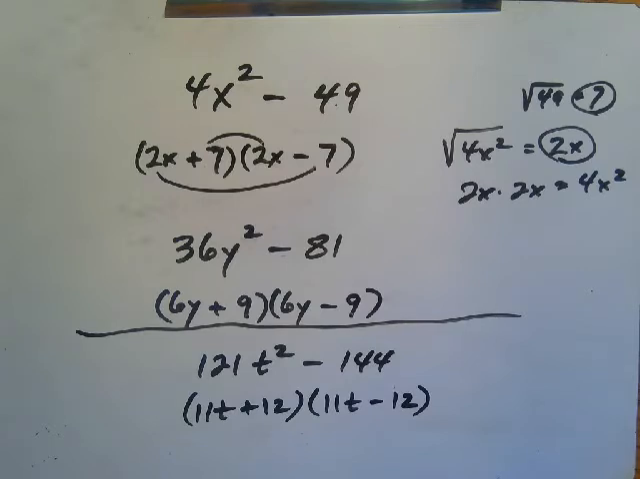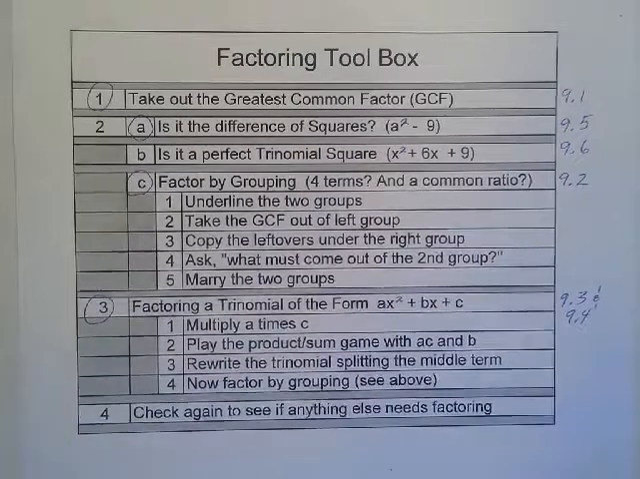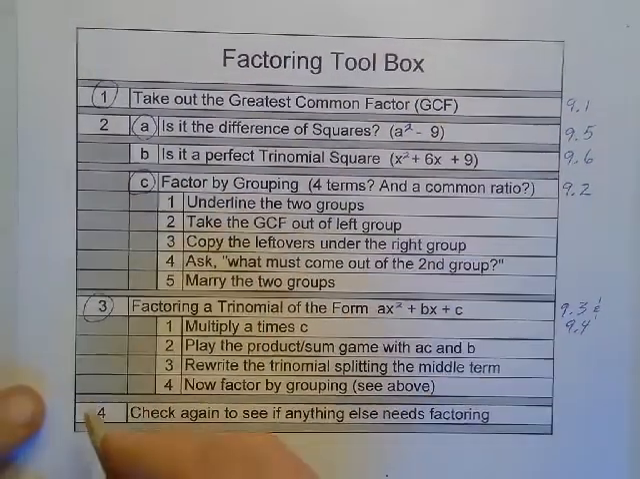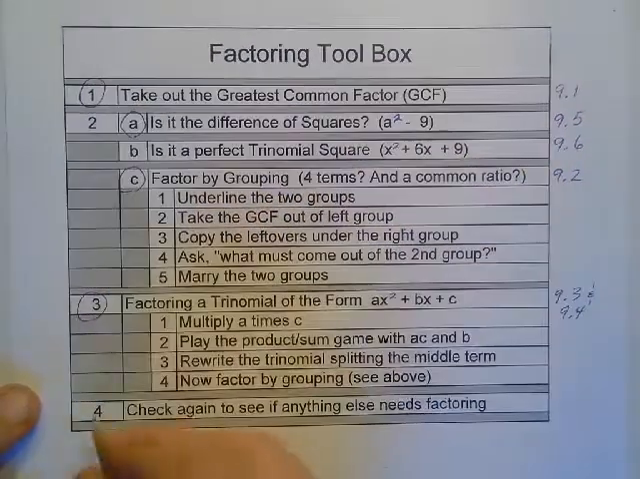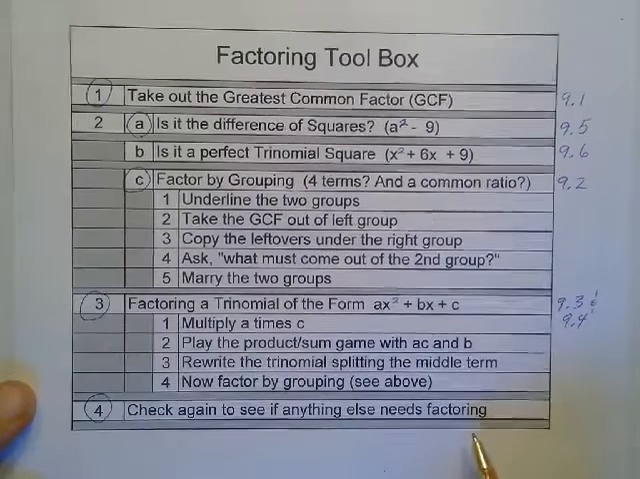Now, we're also going to make this a little bit of a chain reaction. You're going to have to open your eyes up a little bit. Let's try to look at something else here. All right, we're looking back at the toolbox, and what I want to talk about right now is number 4. So I'm going to circle it. Number 4 says check again to see if anything else needs factoring.